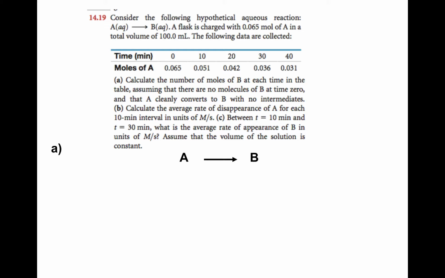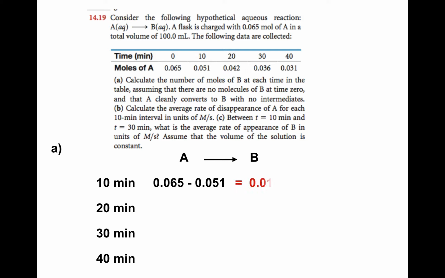So A is turning into B. These are the times that I take these measurements. As A is disappearing, B is appearing. If you're starting out with 0.065 moles of A, you don't have any B. After 10 minutes, the mole value of A went down to 0.051. If I subtract that from my starting mole value, that's how many moles of B showed up.